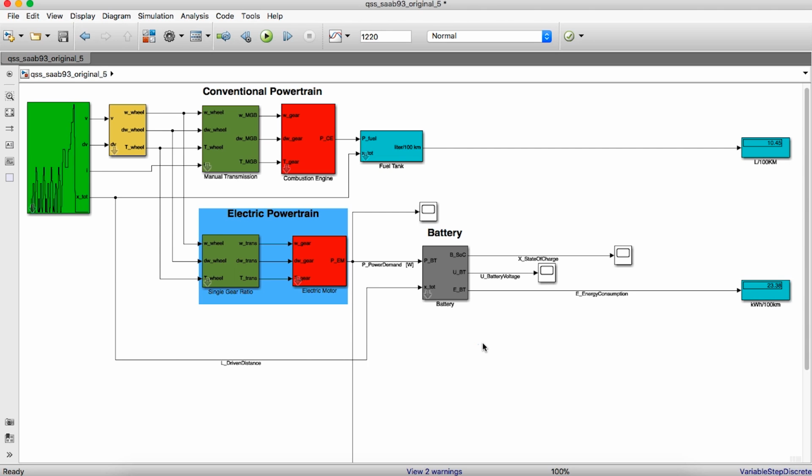These were the important aspects of the battery model in QSS: the power demand input, the driven distance input, and the parameter settings: number of cells in series, number of cells in parallel, and initial state of charge.